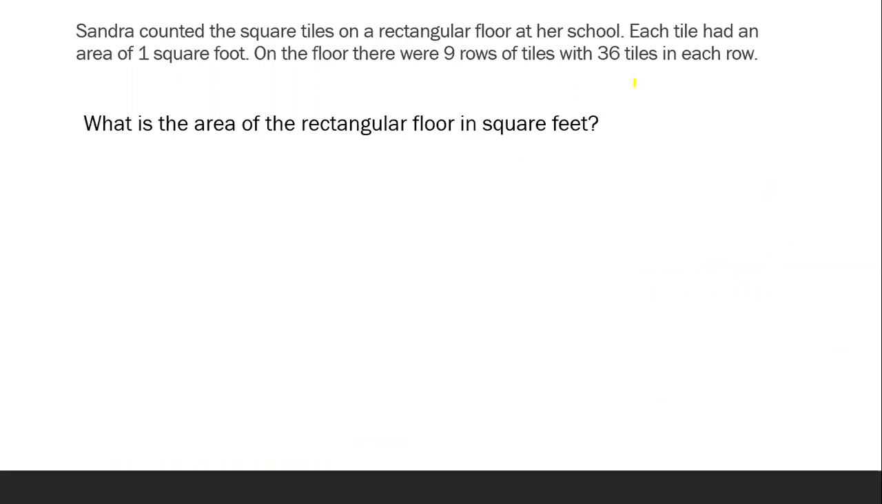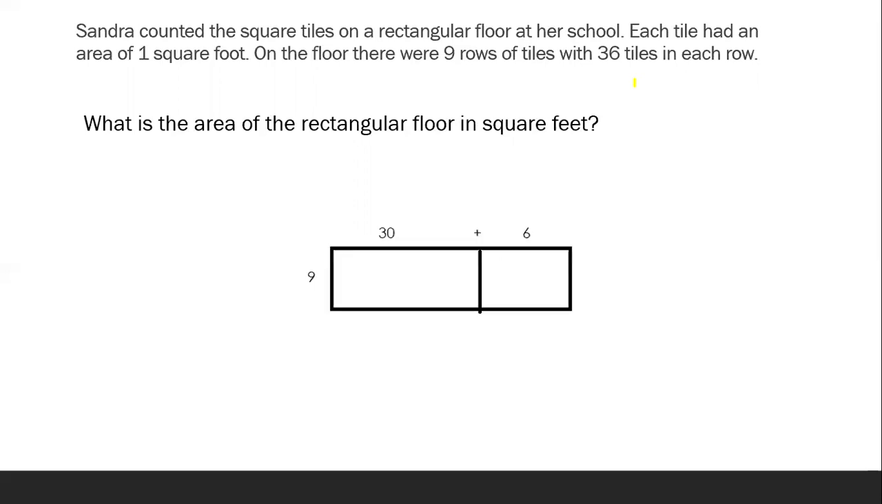What is the area of the rectangle floor in square feet? Okay, so there's two ways we can do this. The first way I'm going to show you, we're going to add instead of multiply. It's called the box method. Miss Garza taught me this about 3 years ago when we were just starting out learning how to teach this math. So we're going to get into the box method just like this.